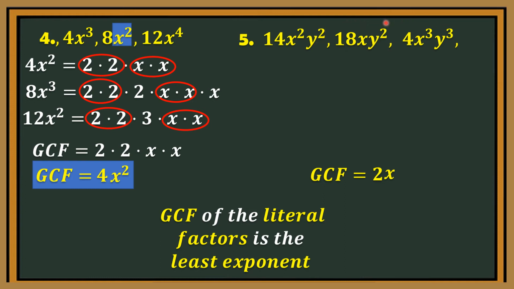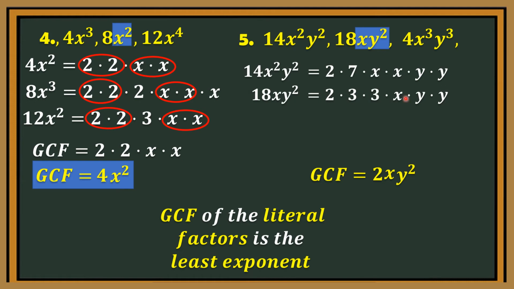Therefore, the greatest common factor is y squared. This is now the final greatest common factor of these terms. 2xy squared. Let us check. 14x squared, y squared. That is 2 times 7, x times x, y times y.